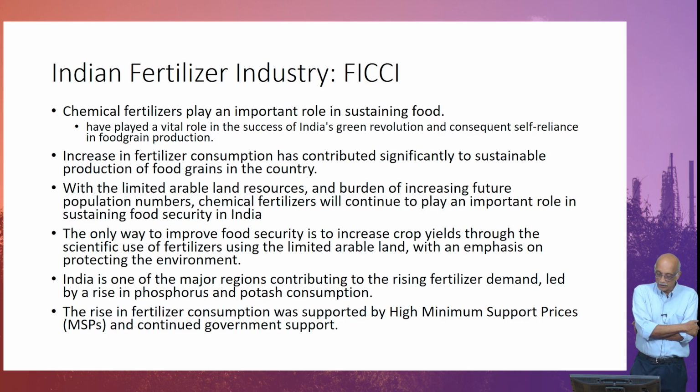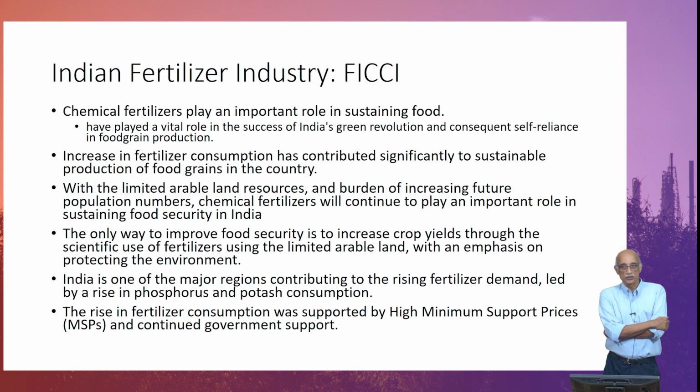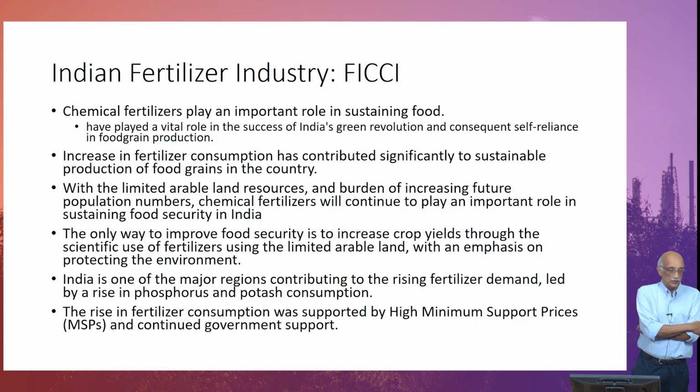Because we have limited land resources and an increasing population. So you cannot just rest on organic farming. Sounds good, but it's not going to feed an entire country of a billion plus people. The only way to attain food security is to increase yield, crop yield. And that requires the use of fertilizers. It requires scientific use of fertilizers. And increasingly, it requires kind of an optimized use of fertilizers and other chemicals, which is why the smart agriculture or precision agriculture is increasingly gaining in popularity.